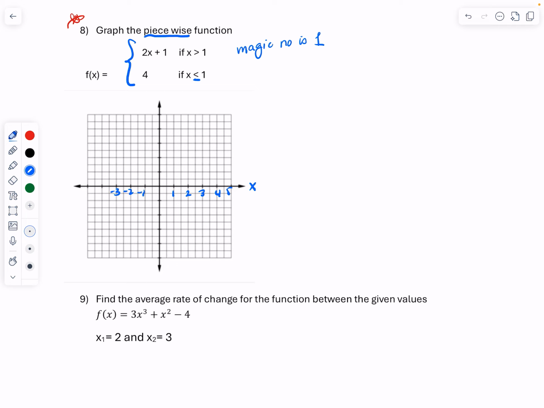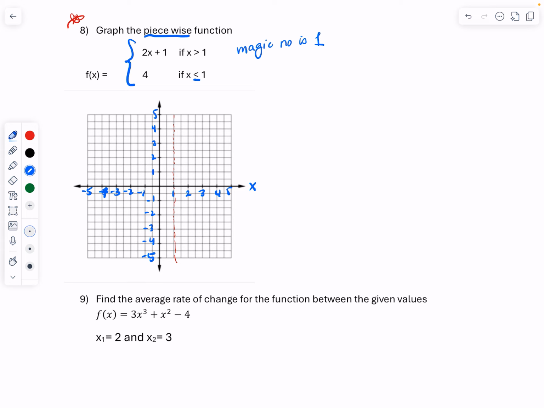So I'm going 5 in each direction. And I'm going to put a light line where x equals positive 1, because that's where the graph gets split. Okay, so I did that. My next step is to graph both sides independently.